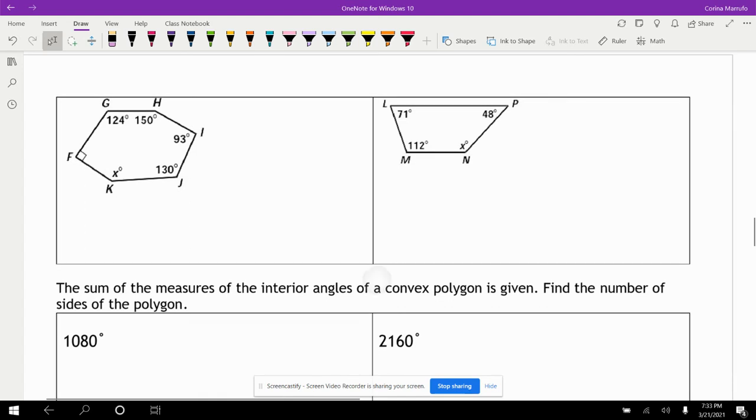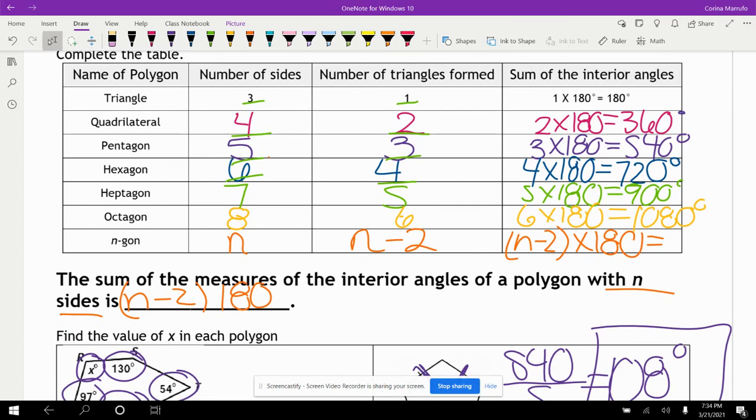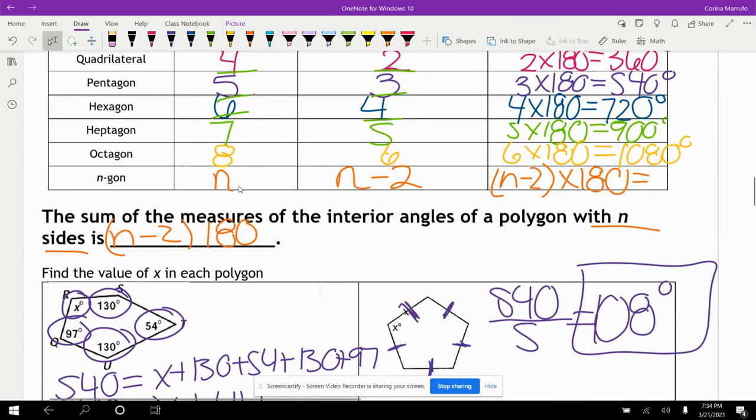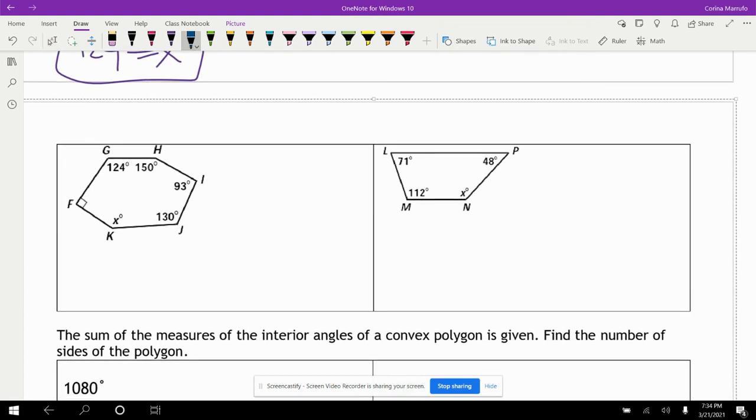Okay. So here, let's look at the next one. This one has 1, 2, 3, 4, 5, 6 sides. Yes. So here, a 6-sided figure is a hexagon. The sum of the interior angles is going to be 720. So here I'm going to put 720 equals. We're going to go ahead and add all these up.